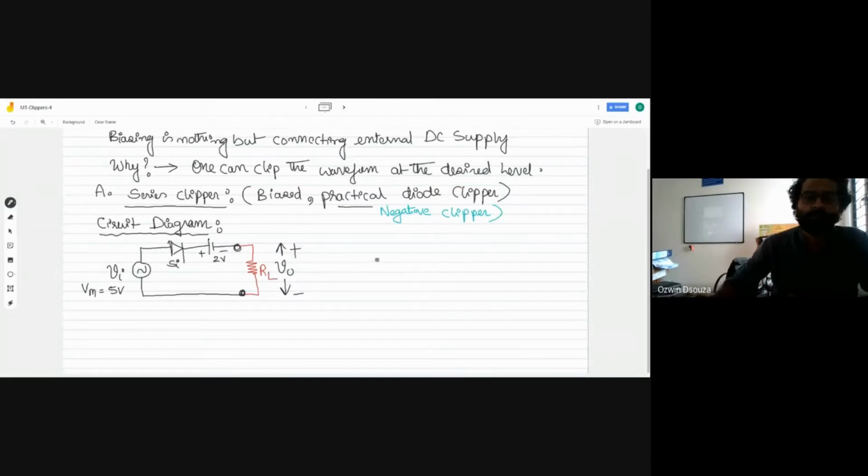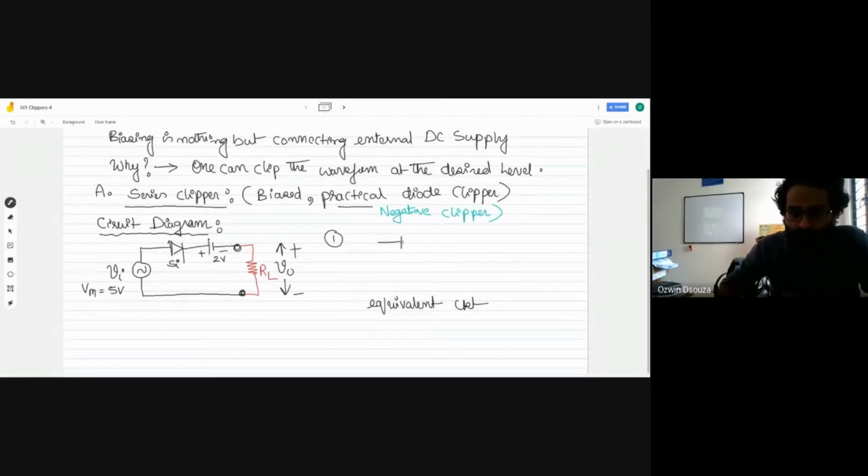Fine. So what do you have to do in order to solve a biased clipper? First of all, you have to inspect the circuit carefully. In this circuit, it is pretty clear that you have been given a silicon diode. So you have to replace the given diode symbol with its equivalent diode model. So the first step is to create the equivalent circuit. Let us call it step 1.